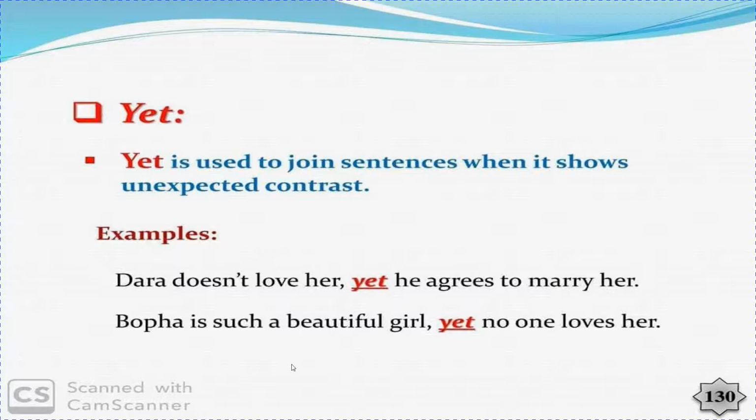Next is Bhopa is such a beautiful girl, yet no one loves her. If a person is very beautiful, you will find that they have many friends, many persons who love them. But here an unexpected contrast is shown: Bhopa is such a beautiful girl, yet no one loves her.